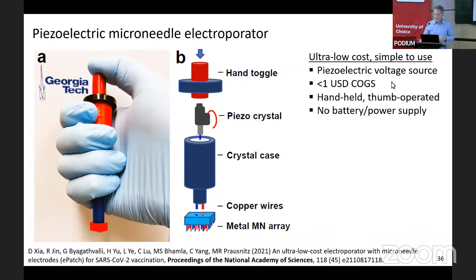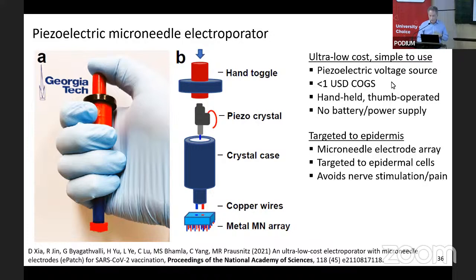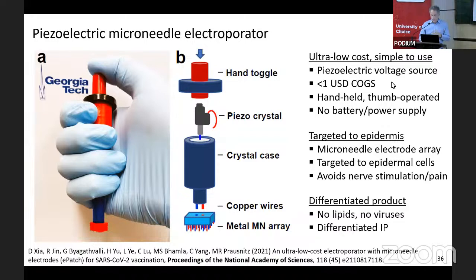Just push a button. Because it's got the piezoelectric voltage source, it's less than $1 for the whole system. It's handheld, thumb operated, no battery, no power supply. It's targeted to the epidermis by using the microneedle electrode array, and thereby can avoid the nerve stimulation. And it doesn't involve lipids, it doesn't involve viruses, and that could give some advantages.